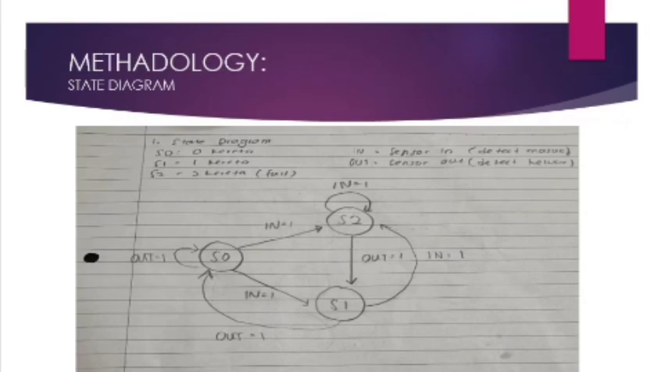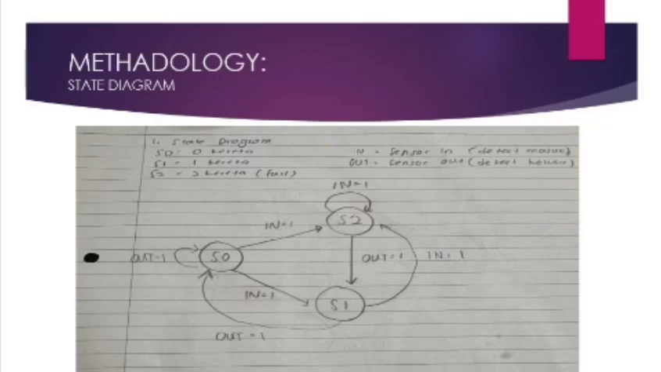S0 is 0 cars in the parking, S1 is 1 car in the parking, S2 is 2 cars in the parking, or full. For the inputs, in equals sensor in to detect a car entering the parking, and out equals sensor out to detect a car leaving the parking.